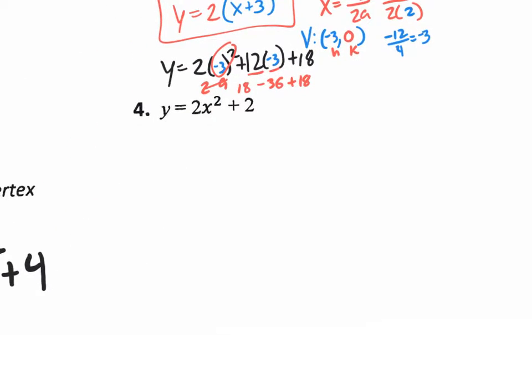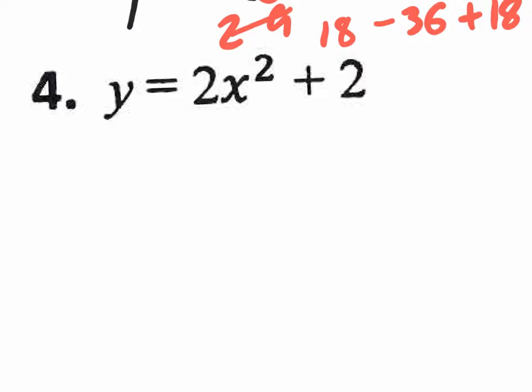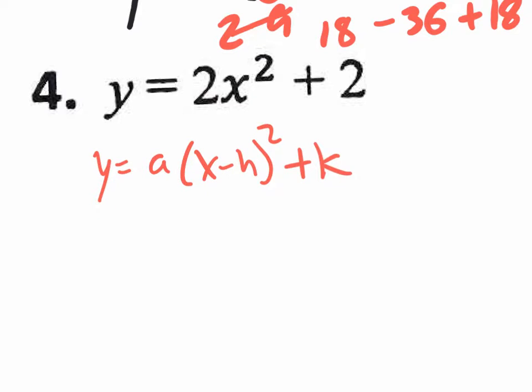Number 4, you could find the vertex to find your H and K, and you could already identify your A values too. Or a shortcut would be to understand that vertex form is Y equals A parentheses X minus H squared plus K. So in a sense, it kind of already is. You could look at it in standard form and say that your A value is 2, your B value is 0, and your C value is 2.